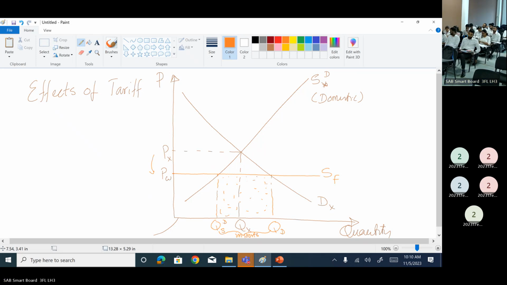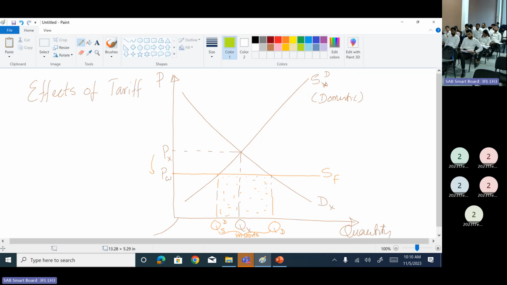Now, since the domestic suppliers are discouraged, the government thought to impose restrictions. So the government imposed a tariff on imports of product X. What happened when the government imposed tariffs? The price increases: the world market price plus a tax.